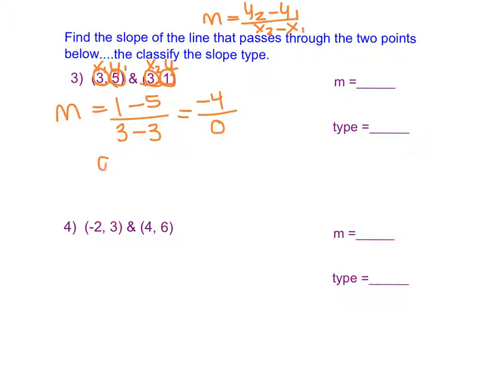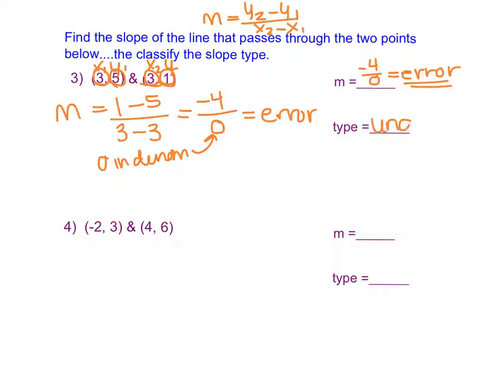I know that 0 in the denominator is a problem. That's something that doesn't work, and it's going to result in an error. So my slope, you can write negative 4 over 0, but you should also know that the 0 in the denominator causes that to result in an error. Then from here, what we need to do is we need to classify it by type. Because we have this error occurring, our type is undefined.